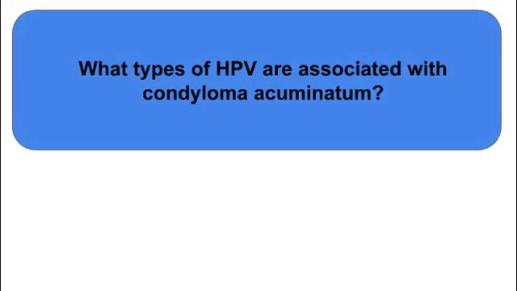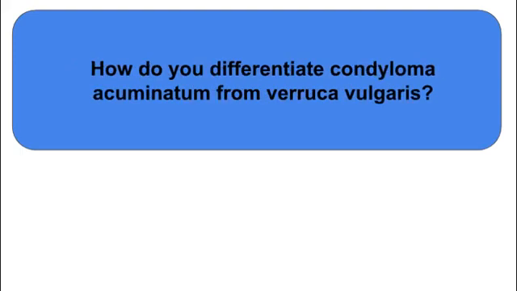What types of HPV are associated with condyloma acuminatum? HPV types 6 and 11. How to differentiate condyloma acuminatum from verruca vulgaris?